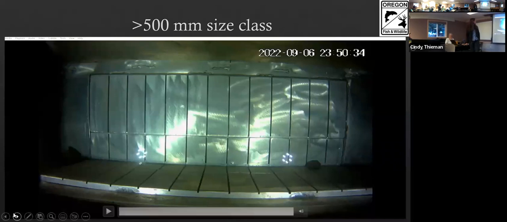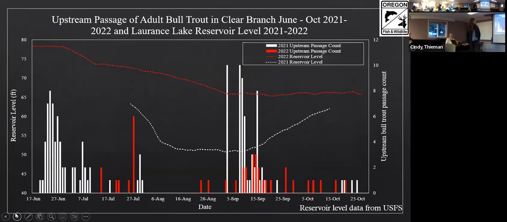Then we go to the next slide. Next again. So I talked about passage timing and what we're looking for as far as bull trout movement into and out of the reservoir. This figure summarizes the passage timing of adult fish moving upstream out of Laurance Lake and into Clear Branch.